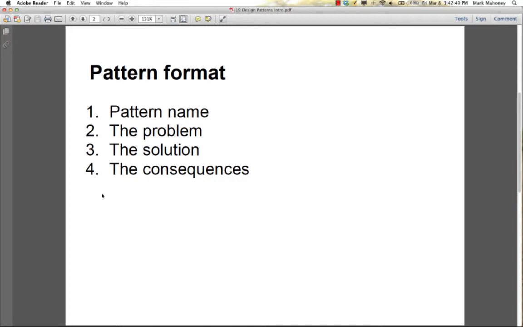Every pattern has a solution. This describes the elements that make up the design, their relationships, and their collaborations. The solution does not describe a particular concrete design or implementation. If it did, we would just be talking about code reuse, but that's not what we're talking about here. The solution provides an abstract description of the design problem and a very general solution. It's up to the programmer to take that general solution and apply it to their particular problem.